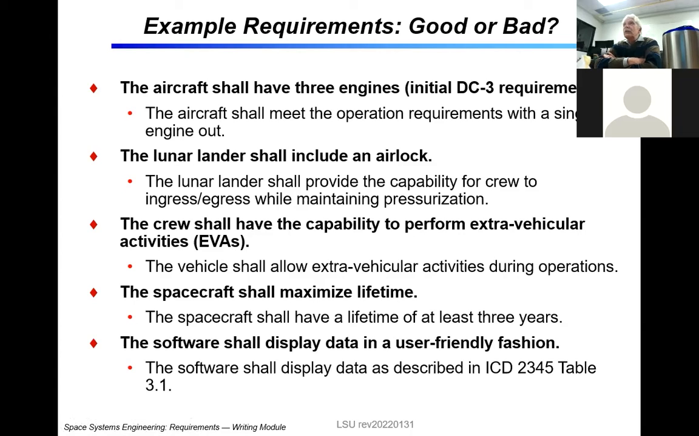And it also, to some extent, is an implementation, whatever an airlock is, right? So the real requirement is: the lunar lander shall provide the capability for crew to ingress and egress while maintaining pressurization. That's the requirement. The crew shall have the capability to perform extravehicular activities. There's one of those "-ty" or capability words, right? Vague terms. The vehicle shall allow extravehicular activities during operations. That's what the real requirement is.